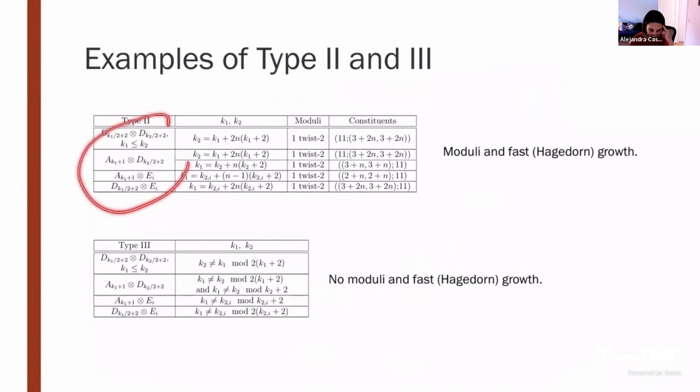There's many of them that are type 2, so it means that they do have a moduli, and here we're describing what the moduli is. But if you look at their elliptic genera, they have Hagedorn growth. And then there's also lots and lots of theories that are type 3, where they neither have a moduli nor this slow growth. Okay. Now, just to give you a little bit of a comparison of why the type 1 were like needles.